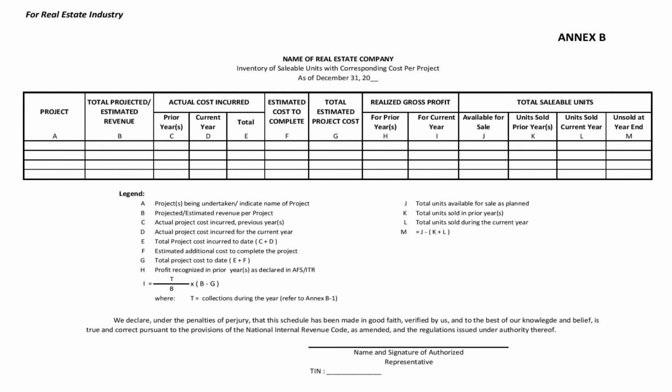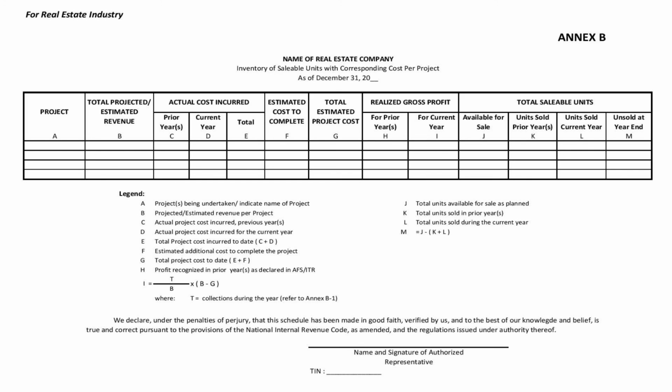For the Annex B, we have the listing of inventory for the real estate industry. No? So we have name of real estate company, inventory of sellable units with corresponding cost per project, no? So ito yung requirements sa real estate industry. As of December 31, project sa letter A, project. Letter B, total projected estimated revenue kung magkano.